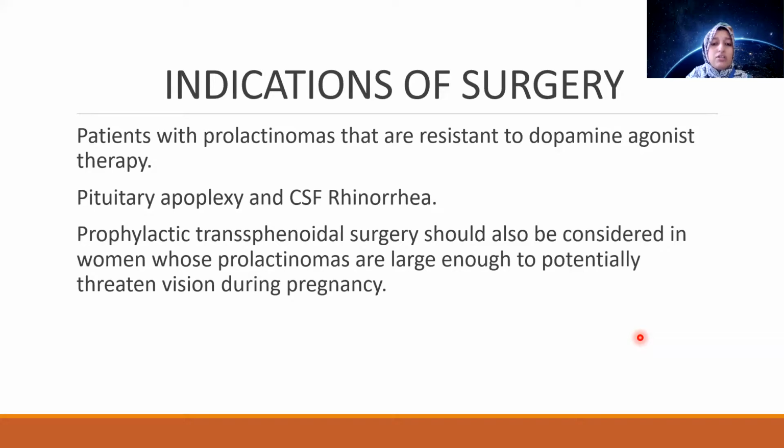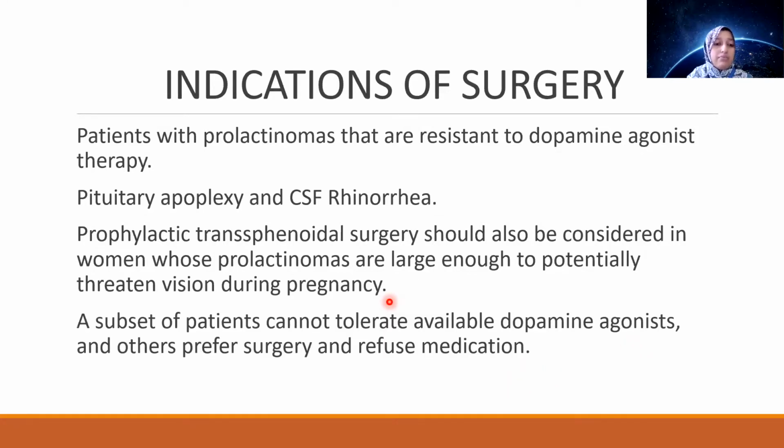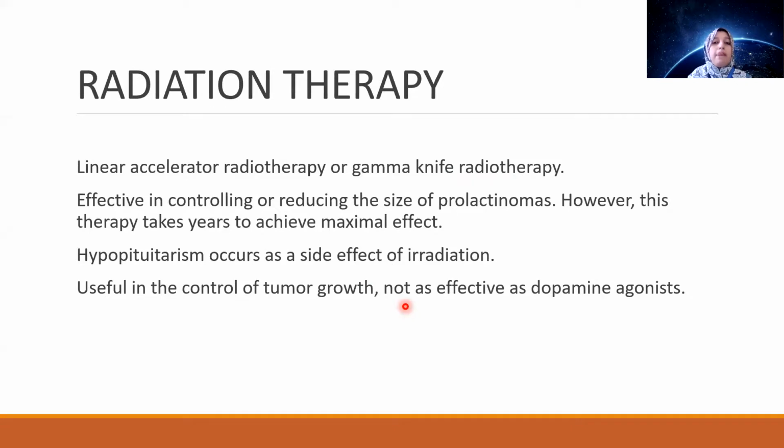Prophylactic transsphenoidal surgery can be performed in women who have prolactinoma that are large enough to potentially threaten the vision during pregnancy, and they are planning pregnancy. So, as a plan to get rid of the condition before planning pregnancy, you can go ask for transsphenoidal surgery. Then there is a subset of patients who cannot tolerate the medical treatment and they prefer going for surgery instead of medications.